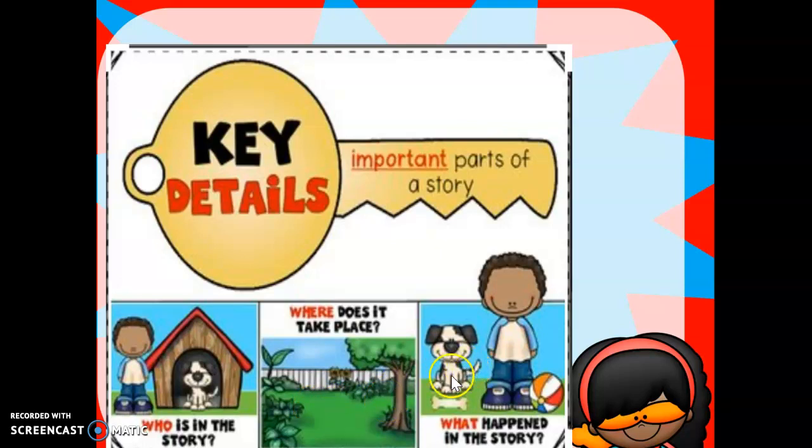And last, what happened in the story? We can see here that the little boy has a ball and the dog has its bone. These are the important parts of the story. However, we can see the illustrations are helping us to kind of determine what's important.